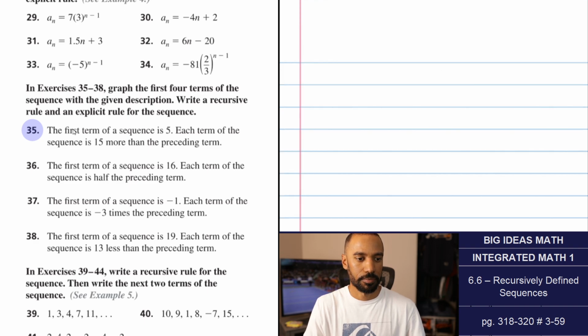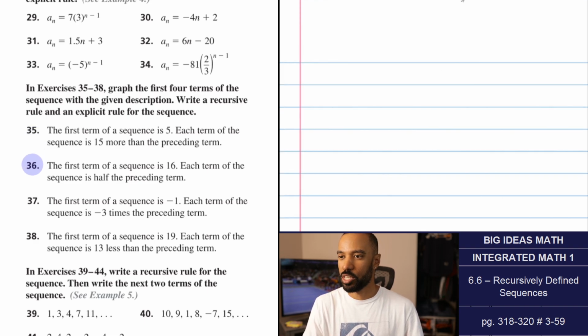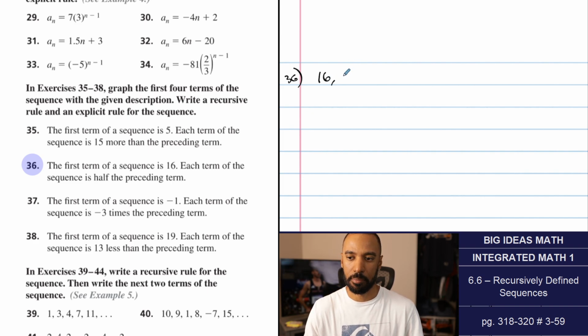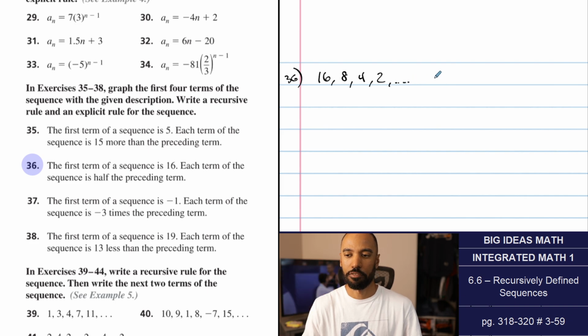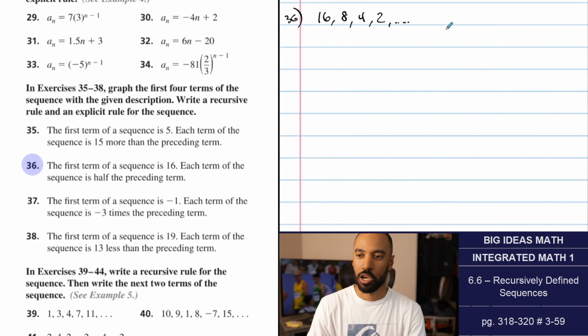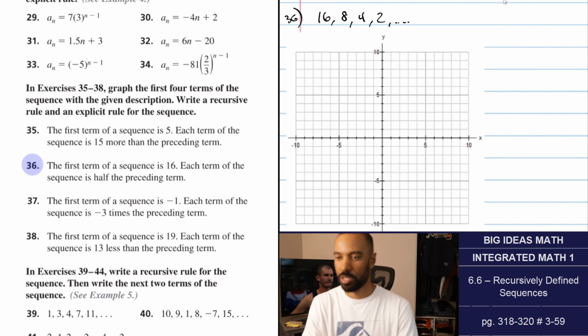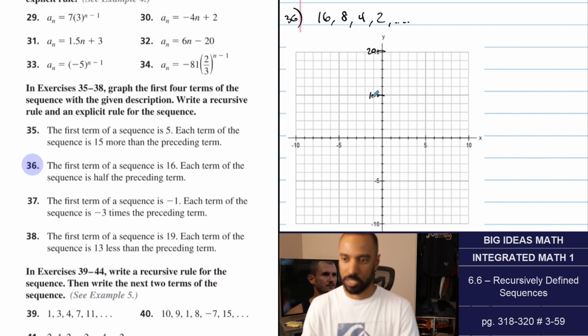Number 36, the first term of a sequence is 16. Each term of the sequence is half the preceding term, so dividing them by 2. Divide this by 2, divide by 2, divide by 2. So there's the first 4 terms. Let's fit those on one of these graphs. I wish I had my tall graphs for scaling purposes. But I'll scale these by going by 2s, which is fine for this set. So 20 and 10. So the first term's 16, 12, 14, 16. And then here's 8 and 4 and 2.